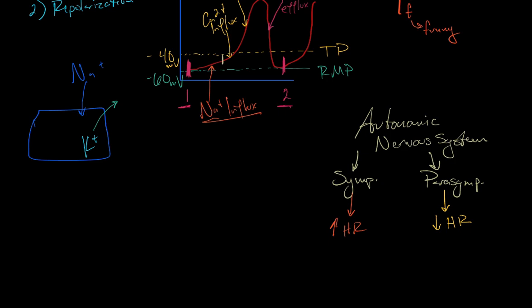It's increasing their permeability to sodium and calcium, right? So if we can increase the rate at which sodium comes into the cell and calcium comes into the cell, then we're making our pacemaker potential and that first depolarization phase happen much more quickly, right?